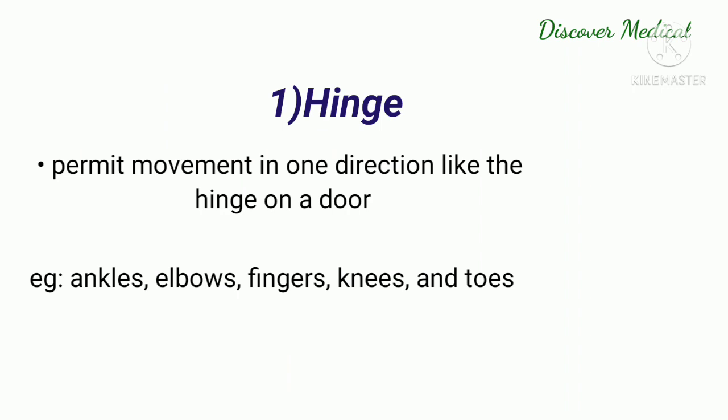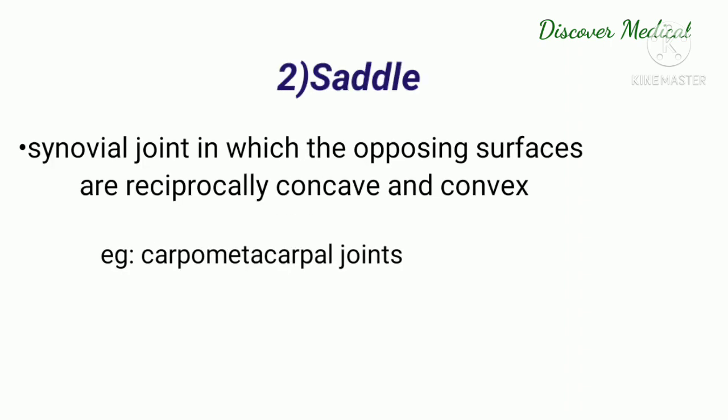Hinge permits movement in one direction like the hinge on a door. For example, ankles, elbows, fingers, knees and toes. Saddle. Synovial joint in which the opposing surfaces are reciprocally concave and convex. For example, carpometacarpal joints.